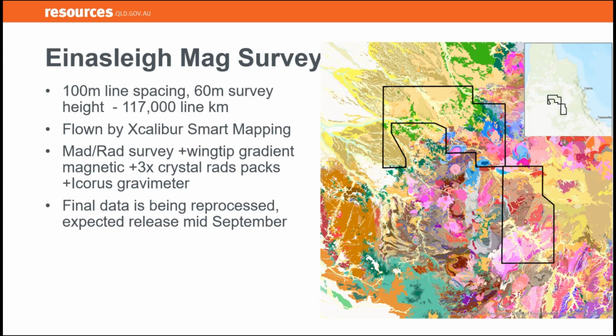It's a mag-rad survey primarily. We did have wingtip mag gradient on the plane as well, so we'll get mag gradient and enhanced TMI data out of that as well. It had 3 crystal packs on the rads, so better signal to noise ratio on the radiometrics. And it also had the iChorus gravimeter on board the plane as well. So that's going to give us long wavelength gravity features there.